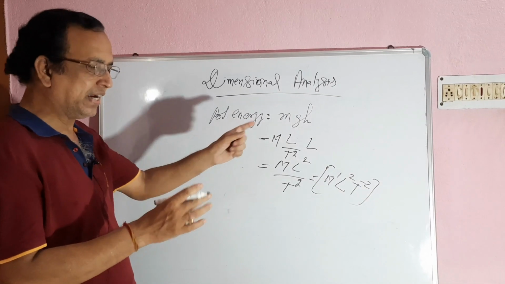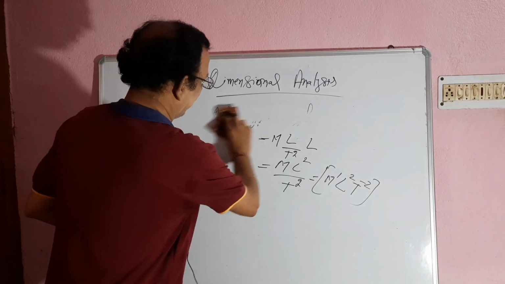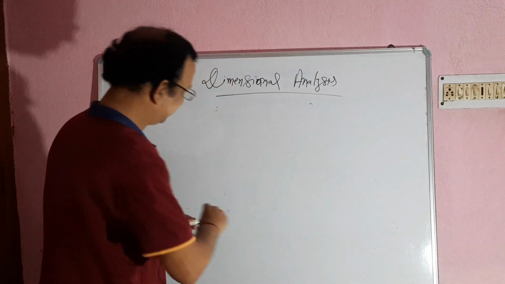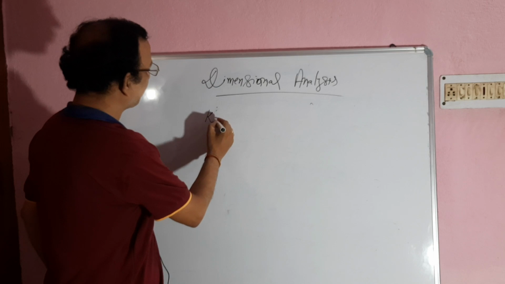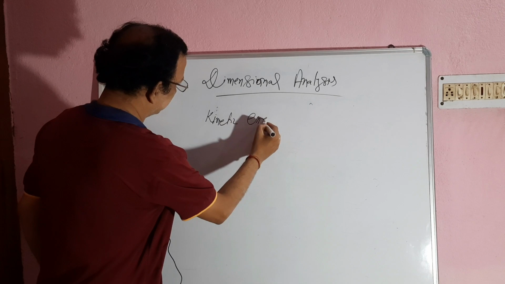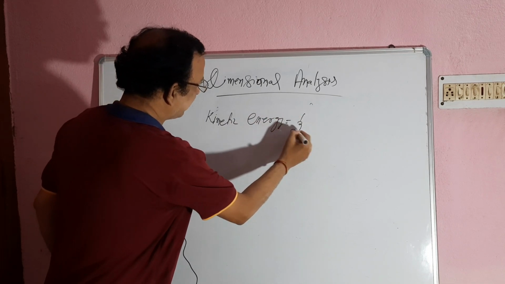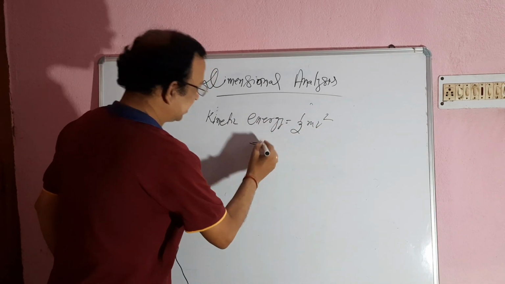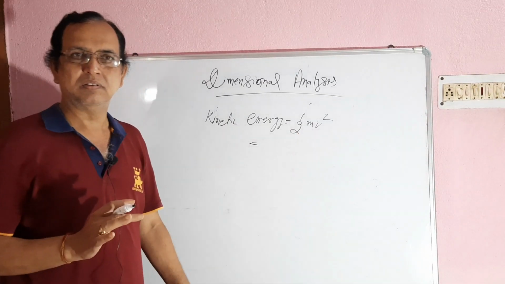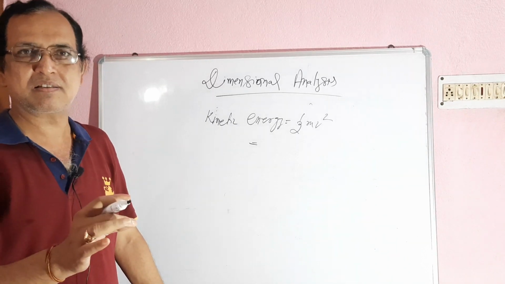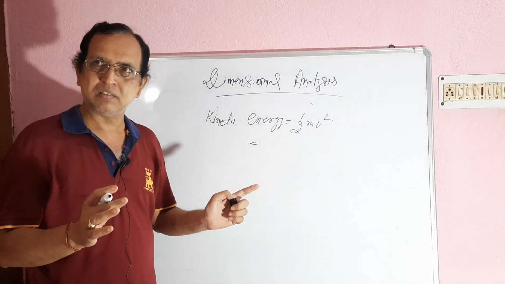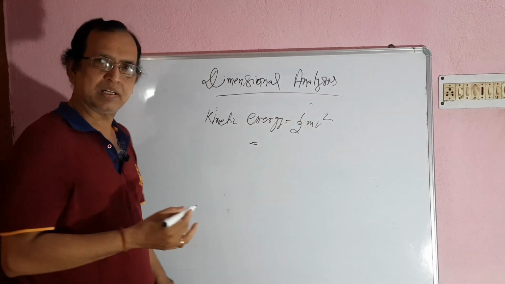Okay, next, kinetic energy. What is kinetic energy? The formula of the kinetic energy is half mv square. Half is a number. A number is always dimensionless, as it is a pure number. Only mv square remains.